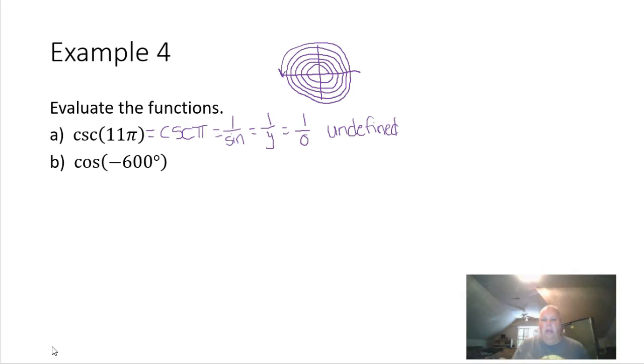All right, let's look at the cosine of negative 600 degrees. If we find a coterminal angle for that, I can add 360 degrees. This is going to give me negative 240 degrees, still negative, so let's add 360 again. This is going to give me positive 120 degrees. Therefore, the cosine of negative 600 is going to be the same thing as the cosine of 120 degrees.